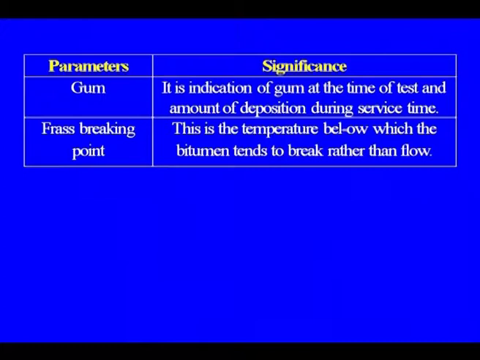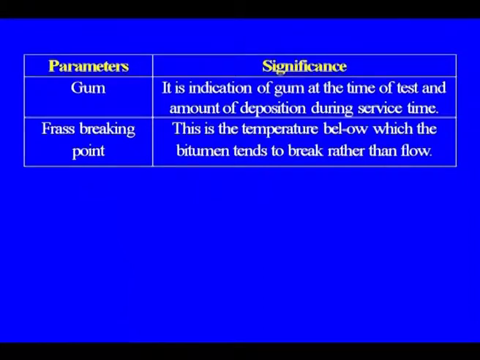Gum, again, is the indication of the gum at the time of the test and the amount of deposition during the service time. Sometimes the engines create problems, and you must have faced this, even in the ignition of a scooter, especially where carbon deposits are there. But gums, that determination is very important.